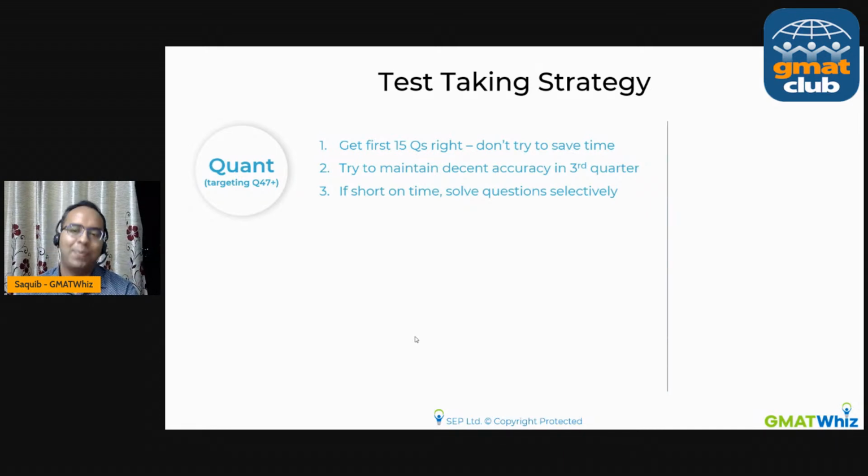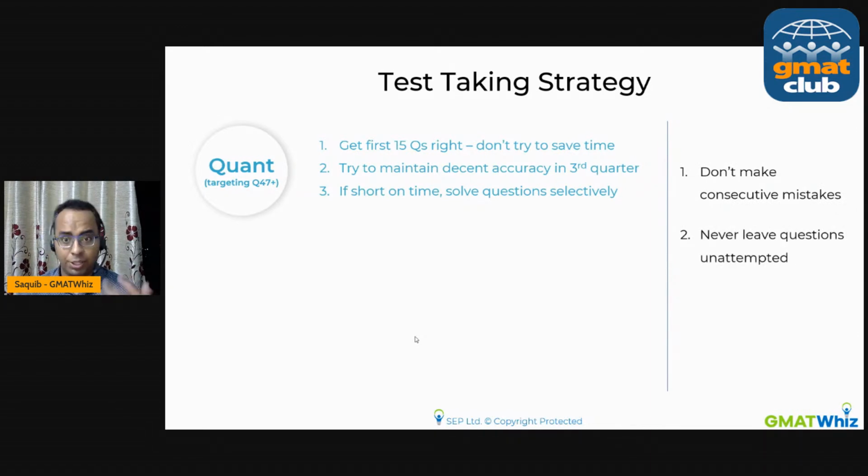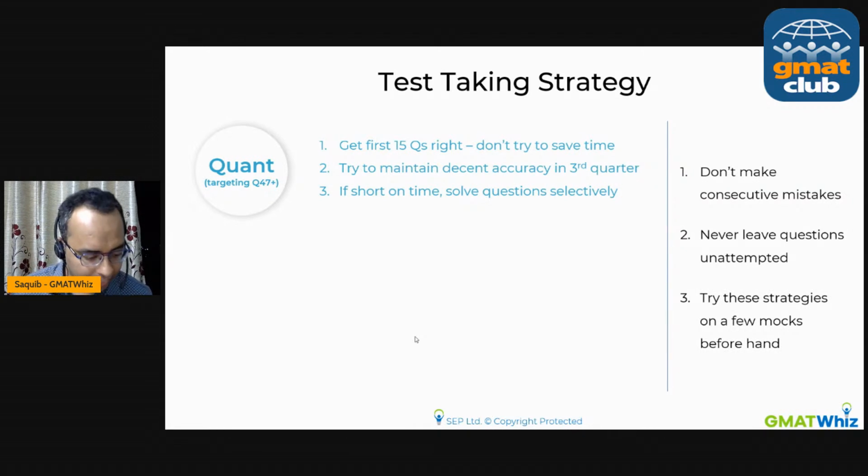Solve questions selectively. Important points to keep in mind again is that you should not make consecutive mistakes. And as I mentioned before, both for quant and for verbal, never leave any questions unattempted. That's pretty important. And an important thing is that you need to try out these things in mocks.